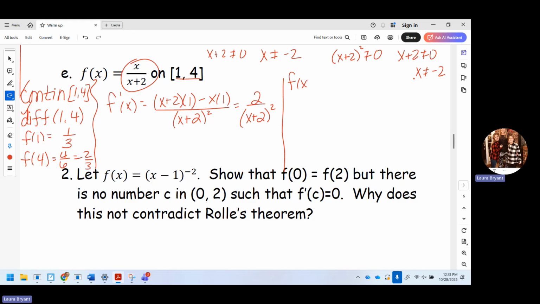So f of x is continuous on the closed interval from 0 to 2. Sorry, 1 to 4. What was 0 to 2? That is the last one? Yeah. Sorry, from 1 to 4.